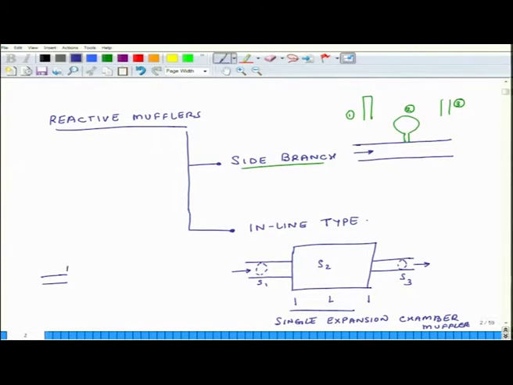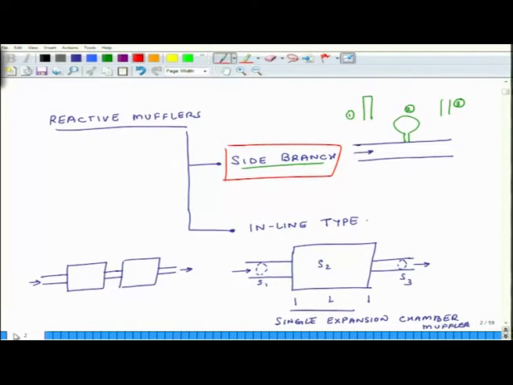So, this is my inlet, I have one chamber, then another exit for the first chamber, then I have another chamber and then the exit. So, this is my exit, this is my inlet. So, here because there are two chambers, this is known as double expansion muffler. The first one is single expansion chamber muffler, second one is double expansion chamber muffler. Okay. So, I just wanted to make you familiar with different topologies and so that you get an idea about the terminology. And now, what we will start discussing is the side branch type of muffler today.